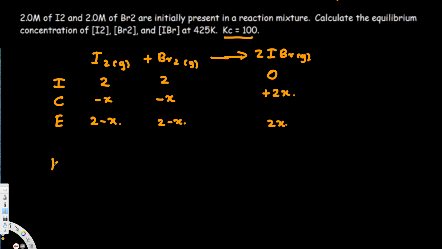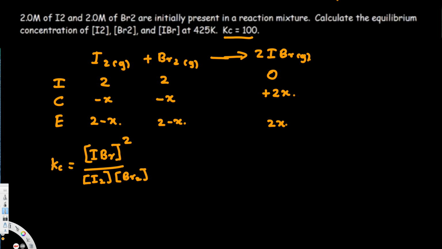So to find the x value, we have to create the equation first. If I create the Kc equation, that's products over reactants. Here the product is IBr, and whatever the coefficient is, we have to raise it to that power. So here we are going to have power 2, and in the bottom we are going to have I2 and Br2. They don't have any coefficient in front of them, so the power is 1, so we don't have to put it. So this is going to be I2 and Br2, right?